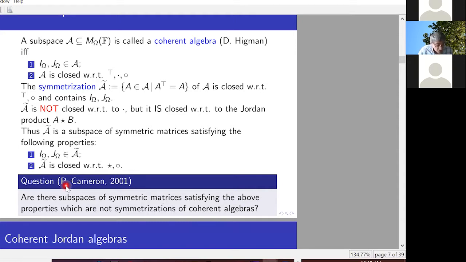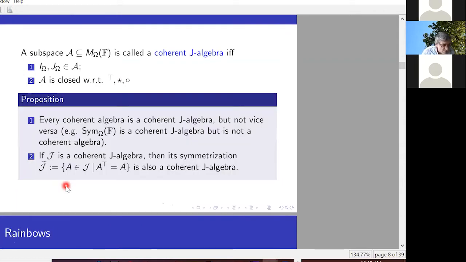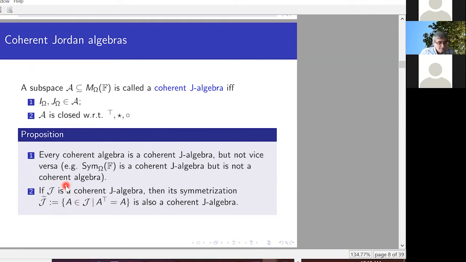So once more, are there subspaces of symmetric matrices satisfying the above conditions, which are not symmetrizations of coherent algebras? And the answer is yes. The smallest example we had found is inside matrix algebras of size 50. But in order to continue further, I need to give more definitions. So, coherent Jordan algebra.